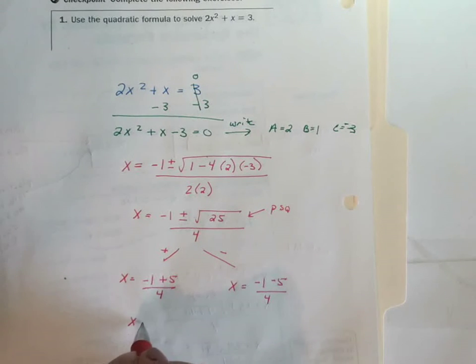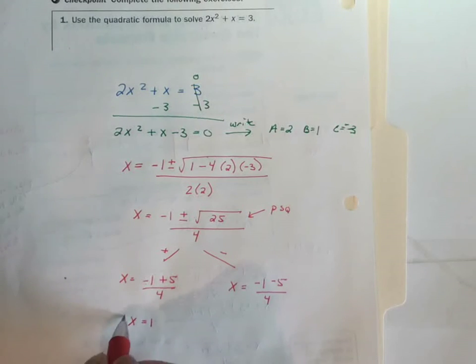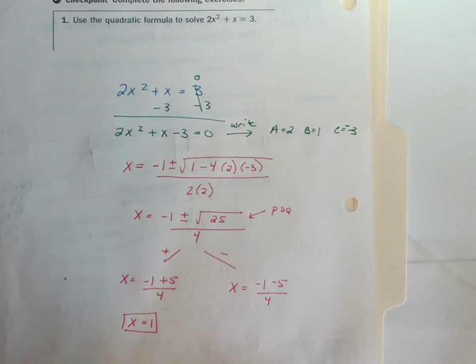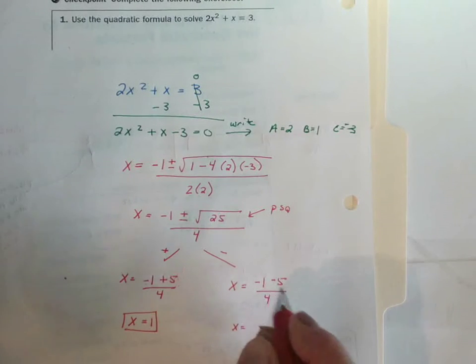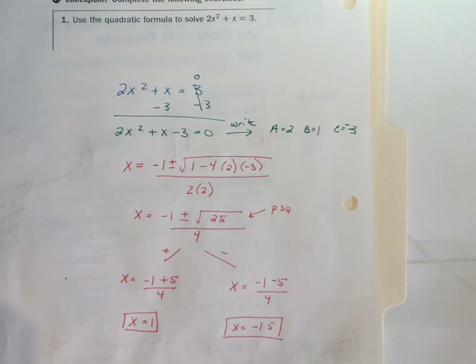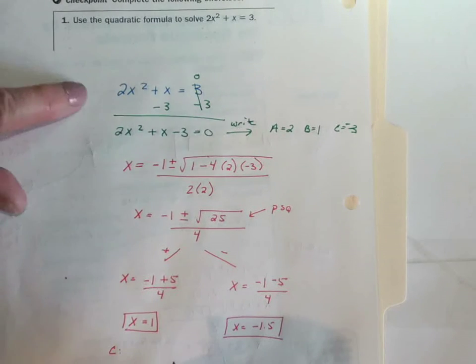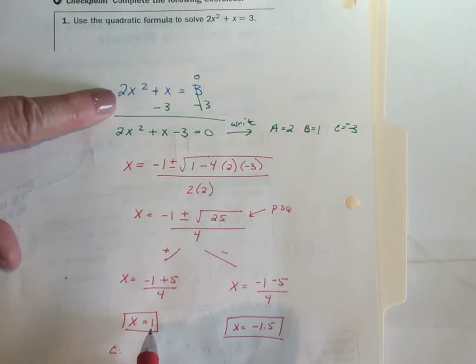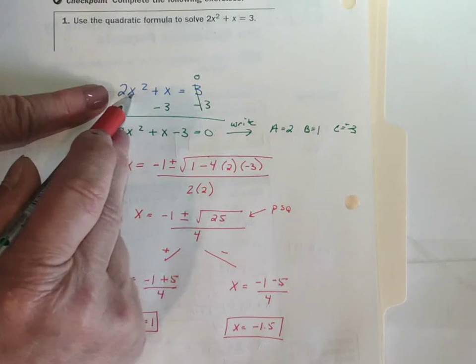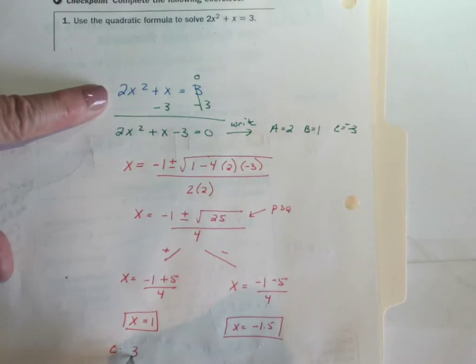And so here we're going to get X is equal to, the numerator is 4 divided by 4. So I have one solution. Here, -6 divided by 4 is -1.5. You're going to go back and you're going to check in the original equation. So 2 times 1 squared is going to give me 2 plus 1. 3 equals 3. Cha-ching, it checks.